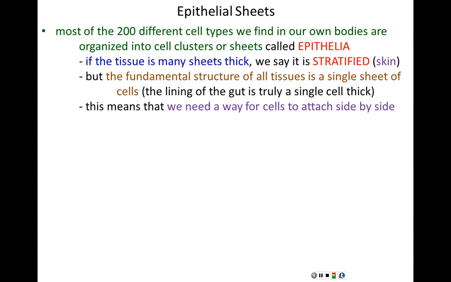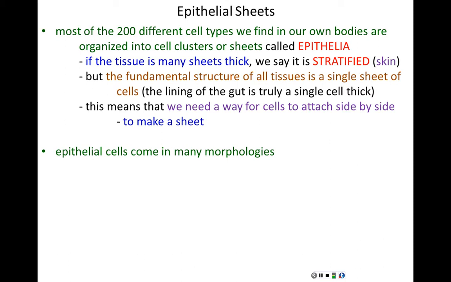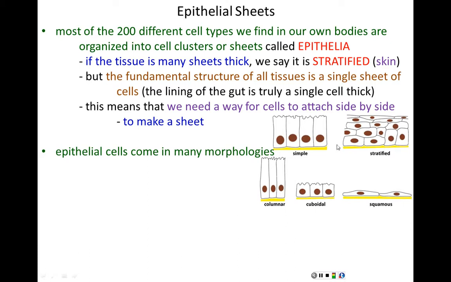That means if we're going to make a sheet of cells, we need a way for cells to attach to one another side by side. That's how you're going to make a sheet. Epithelial cells come in many different morphologies. We call them the stratified. Here you can see they're layers of cells sitting one on top of the other, so we've already defined that.